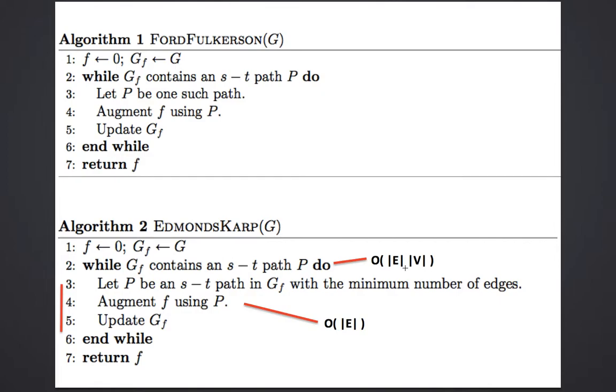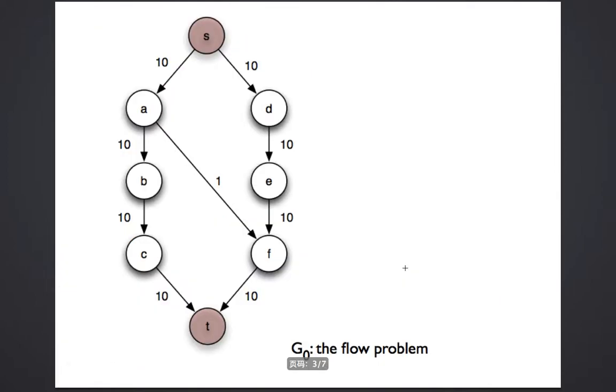Now, let's look at the level graph. A level graph includes only those edges from one level to a level which is higher. For example, this is the level graph, and we can find that there are no edges that go to the same level or lower level.